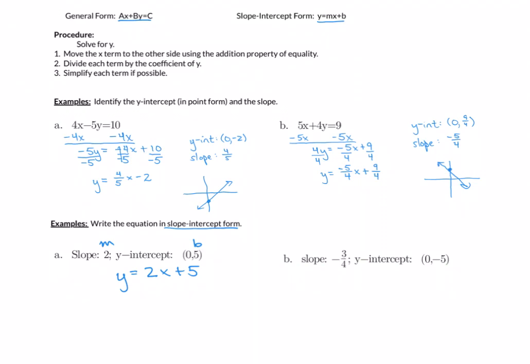If we look at example B, same idea. Negative 3/4, that is my m. Negative 5 is my b, so we get y equals m, or negative 3/4 x, plus b, or plus negative 5, which is the same thing as minus 5.